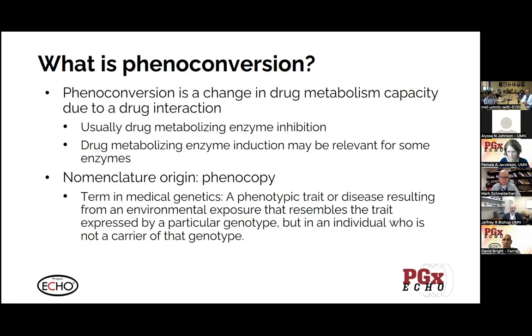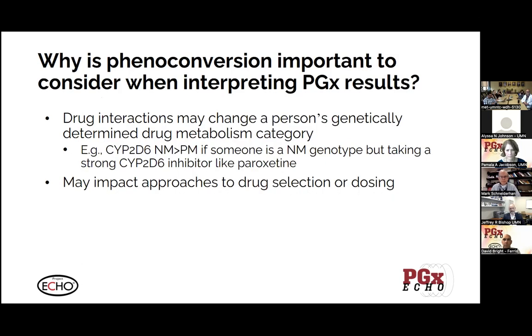In the medical genetics field, we have the term phenocopy, which is essentially a phenotypic trait or disease that results from an environmental exposure that resembles a genetic trait, but in an individual who doesn't have the underlying genetic risk for that. So if we translate that to the phenoconversion or drug interaction concept, we have somebody who may be a poor metabolizer, not because of their genetics, but because of a concomitant medication that they're taking.